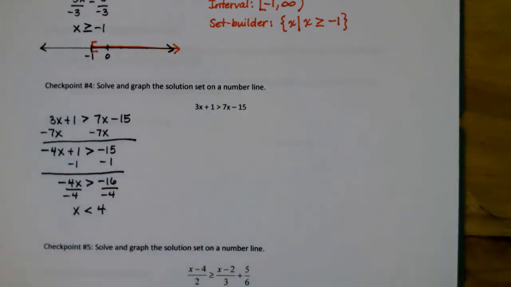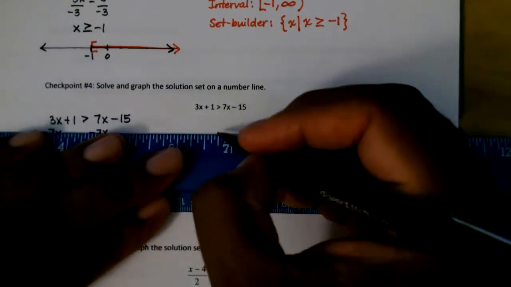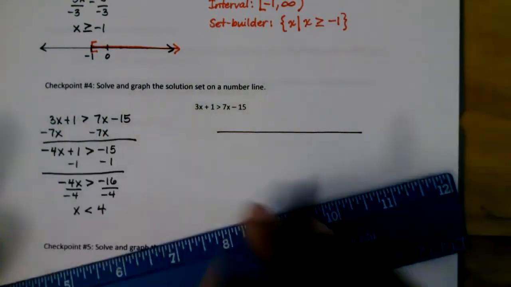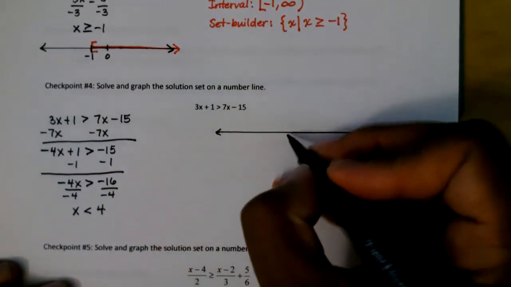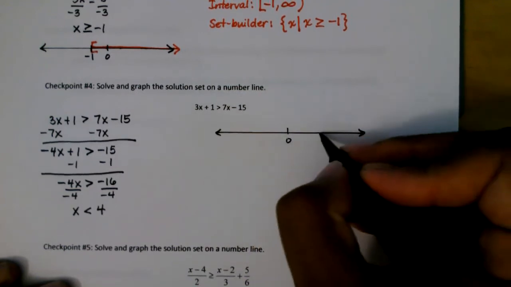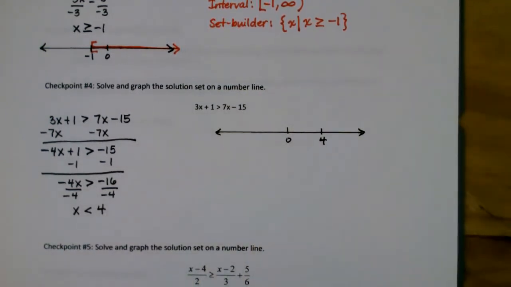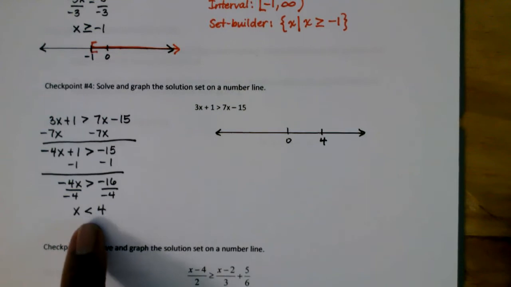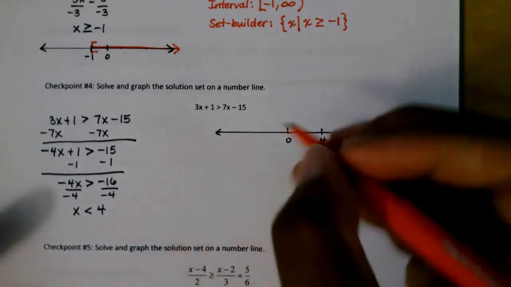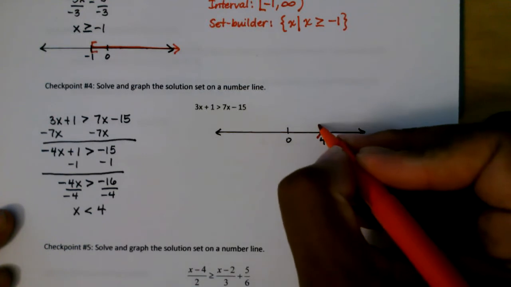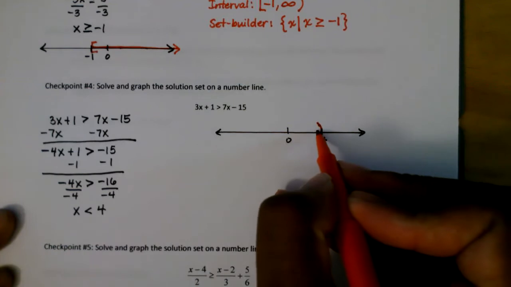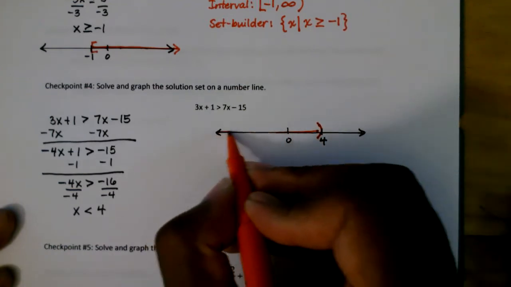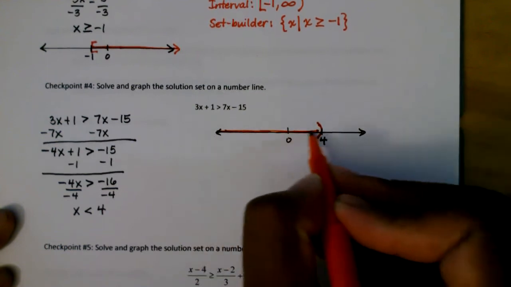And next we're going to graph this on a number line. I'll put the number line right here. I'll say 4 is about right there. All right, 4 is not included because it's strictly less than. So that means I'm going to use parentheses at 4. And notice that the less than symbol points to the left. That means everything is shaded to the left of 4, like this.